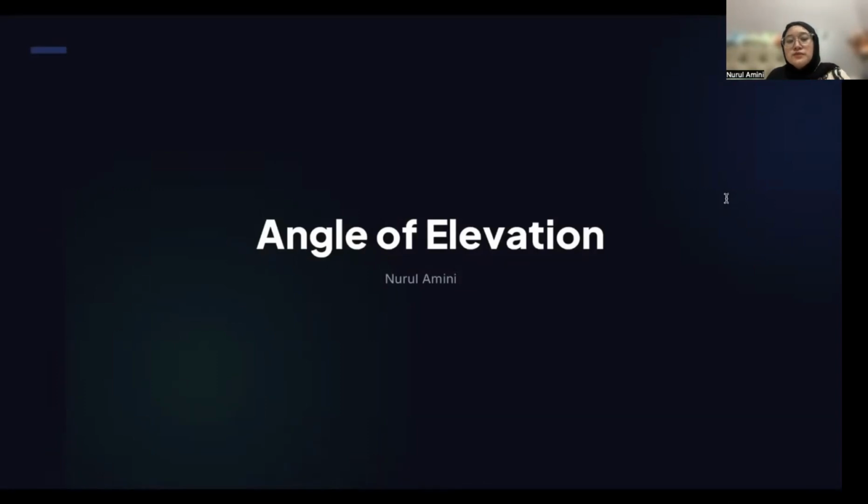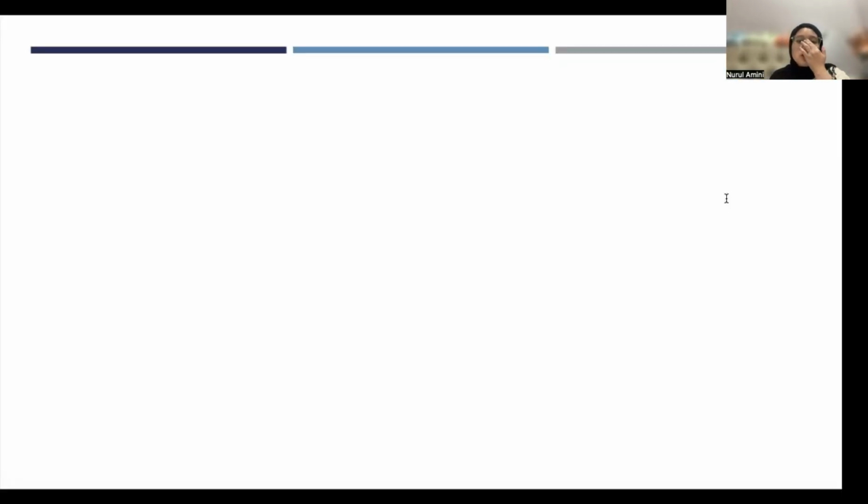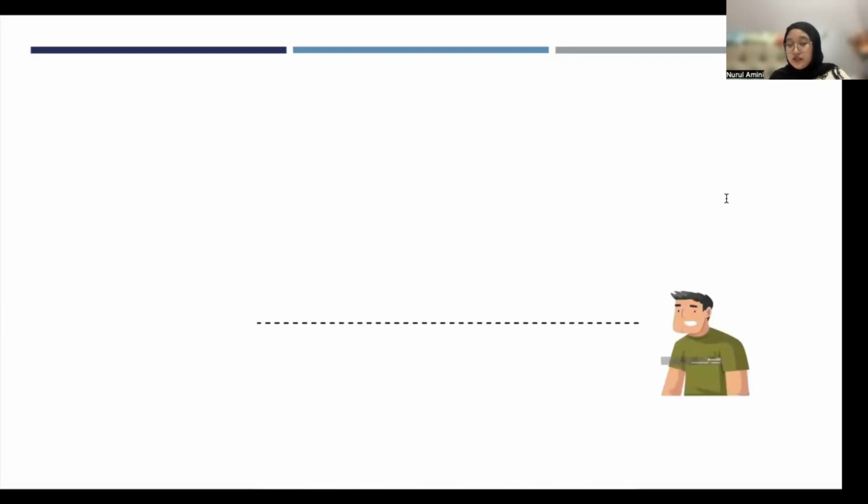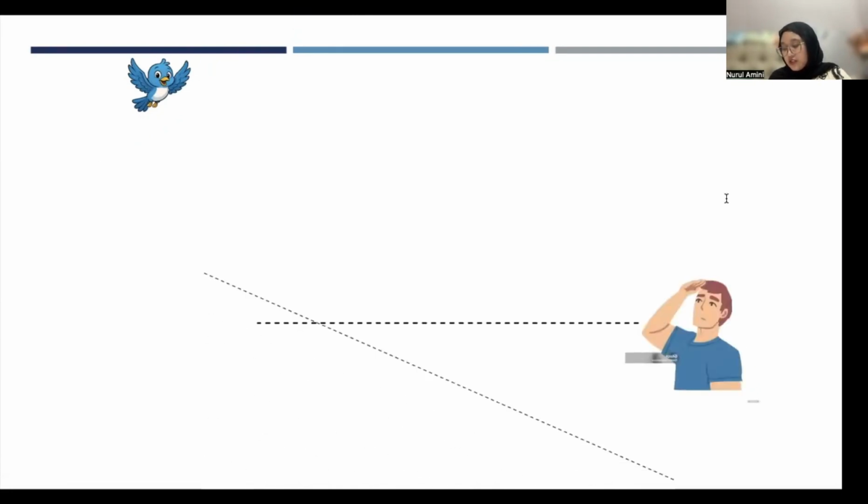Finish. So, our topic today is the angle of elevation. But before we dive into our topic today, I want everyone to look at this image on the screen. Can you imagine you are walking outside, and suddenly you hear a bird chirping. What will you do? Yes, of course, you will look up to see a beautiful bird flying in the sky, like this.